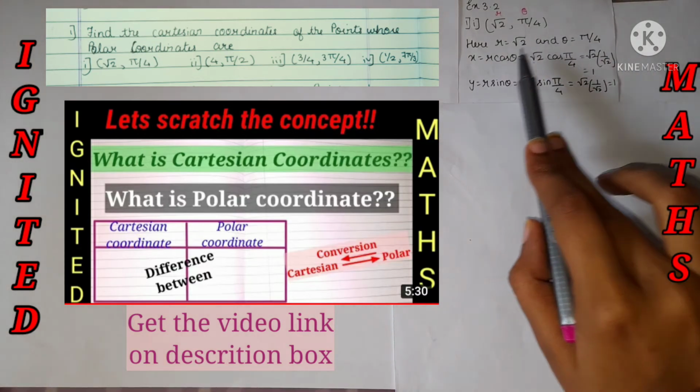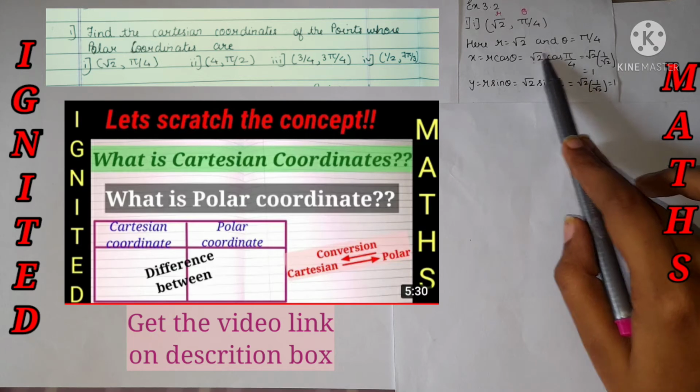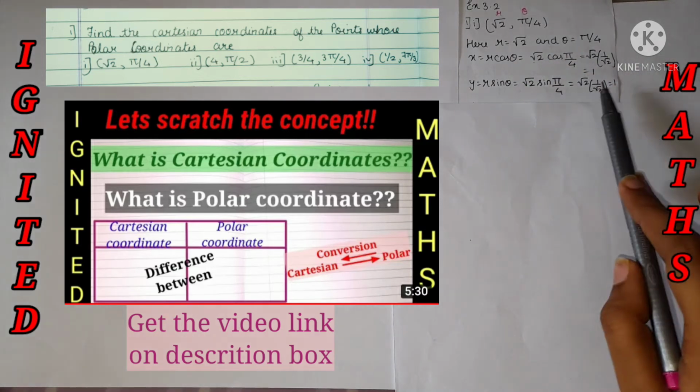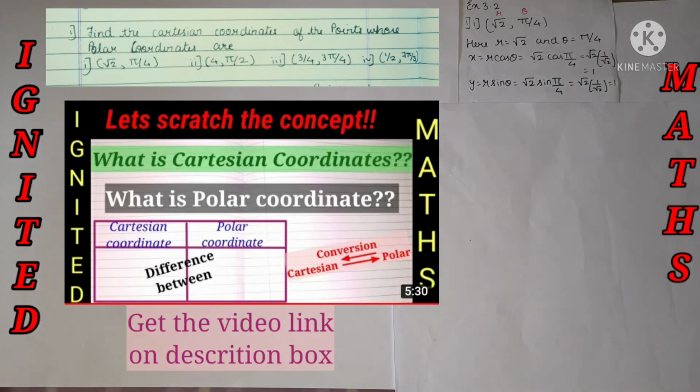So x is equal to r cos theta and y is equal to r sin theta. R is given, theta is nothing but pi by 4 over here. So cos pi by 4 is nothing but 1 by root 2, and sin pi by 4 is also 1 by root 2, and we got the answer x as 1 and y as 1. So the Cartesian coordinate is (1, 1).